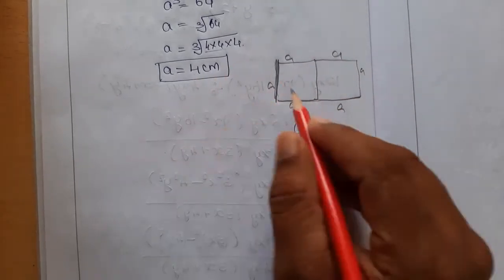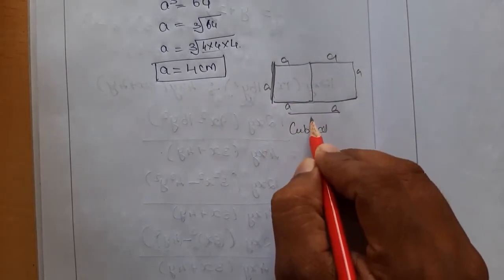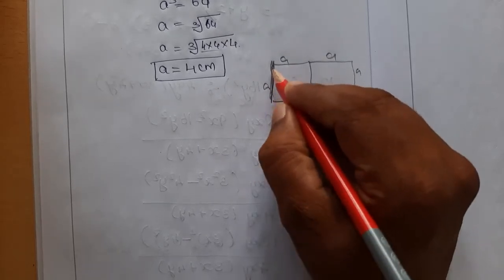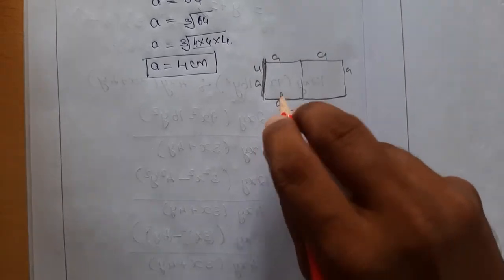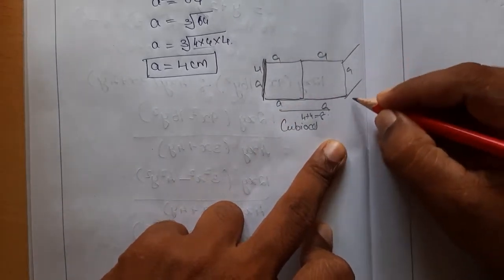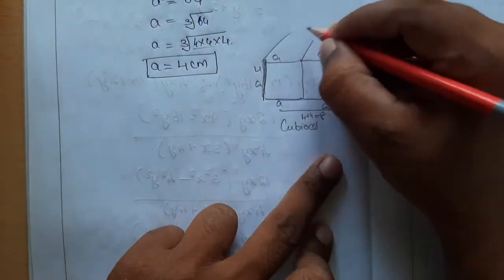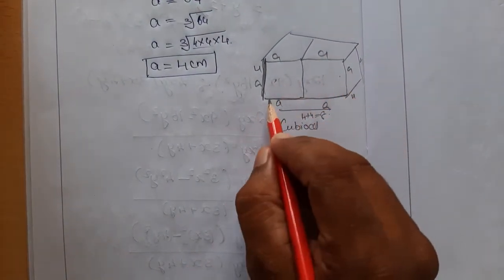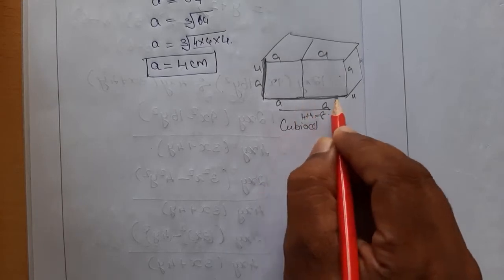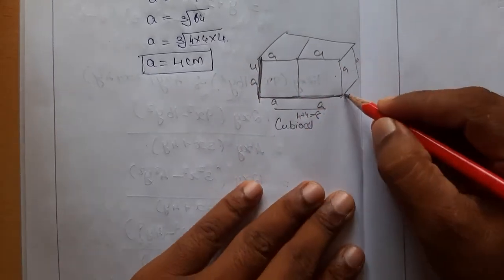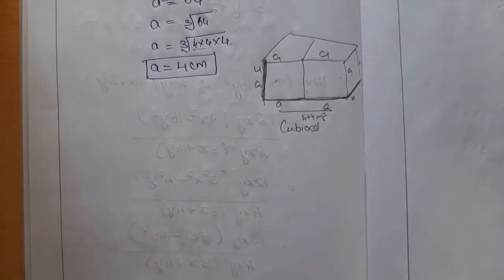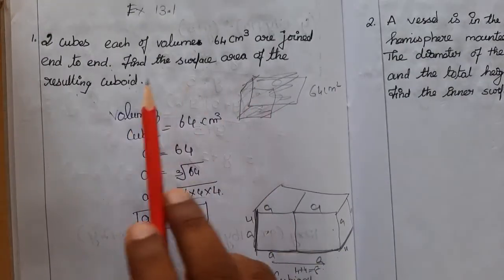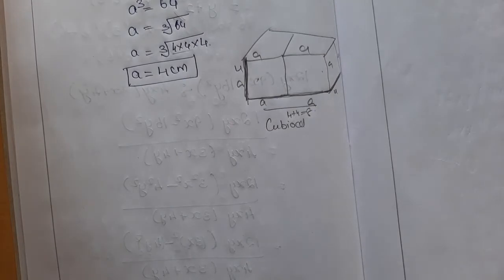And they have given it as 4 centimeter. So this will become 4 plus 4, which is equal to 8. But the height will be the same and the breadth will be the same, right? You can see that by joining side to side, only the length will be added. So we have to find the surface area of the resulting cuboid, right?